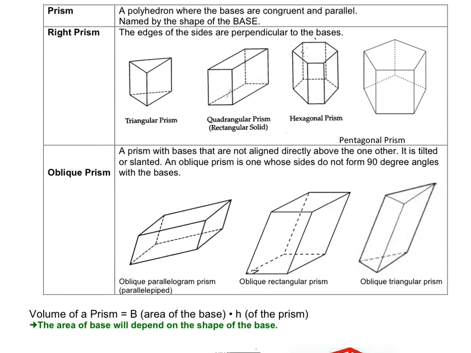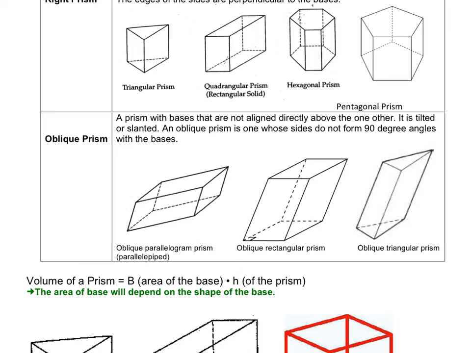Okay? Then we have the oblique prism, which is simply a prism with bases that are not aligned directly above one another. It is tilted or slanted, and it's one whose sides do not form 90-degree angles with the bases. So for instance, you can have the oblique parallelogram prism, which is basically just like a parallelogram tipped or slanted. If you ever take multivariable calculus in college, you'll learn that these are called parallelepipeds. And parallelepipeds actually play a very unique role in three-dimensional space.